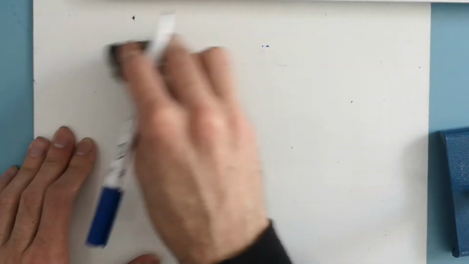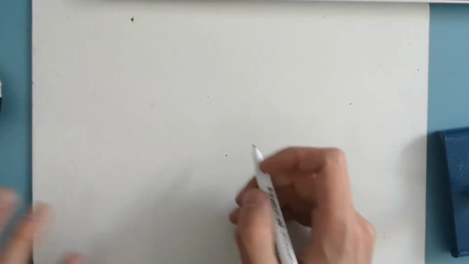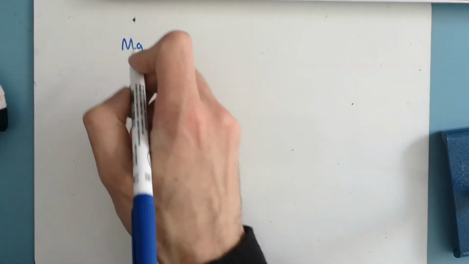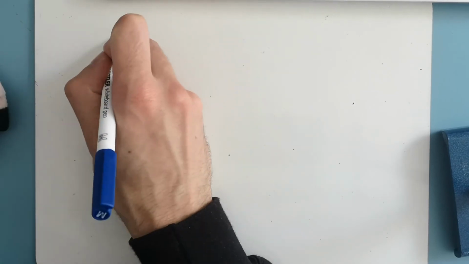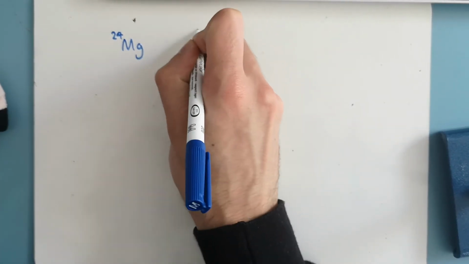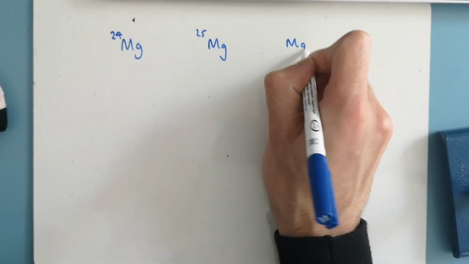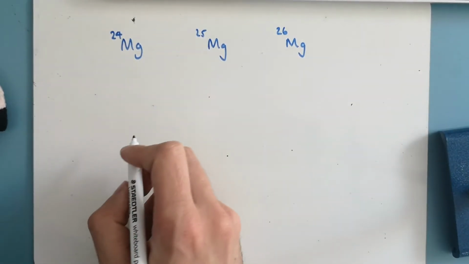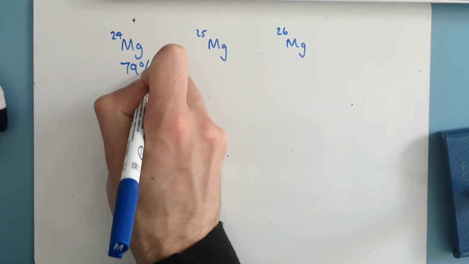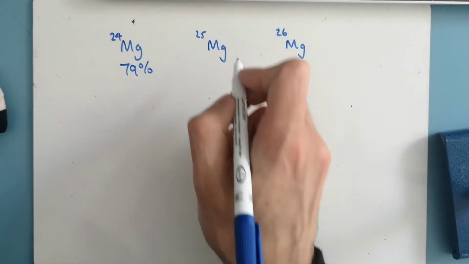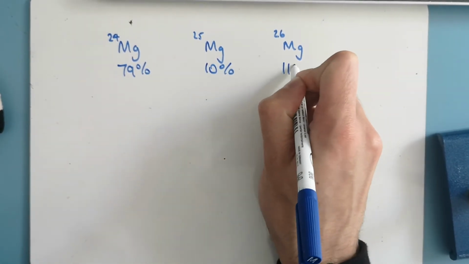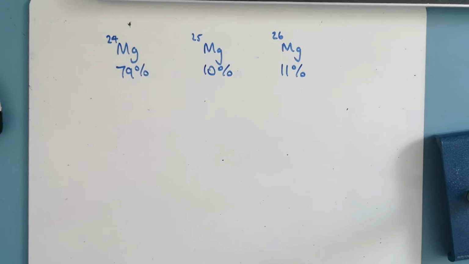And carbon's not a great example to do it with, so we'll choose magnesium instead. And magnesium exists in 3 isotopes that are stable. 79% is magnesium-24, 10% is magnesium-25, and 11% is magnesium-26.